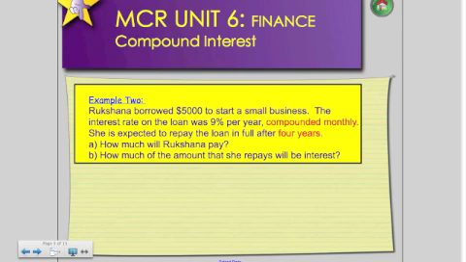Rukshana borrowed $5,000 to start a small business. The interest rate on the loan was 9% per year, compounded monthly. She is expected to repay the loan in full after 4 years. So A, how much will Rukshana pay? So instead of investing money and earning interest, we're actually going to be borrowing money. So she's going to have to pay interest on her loan.